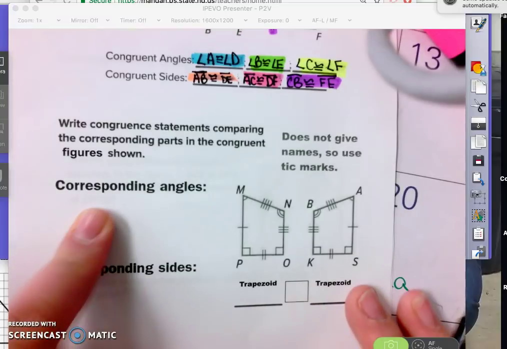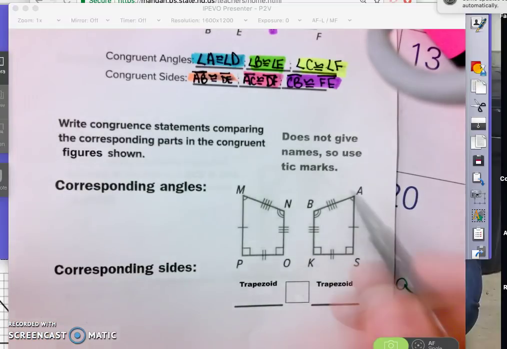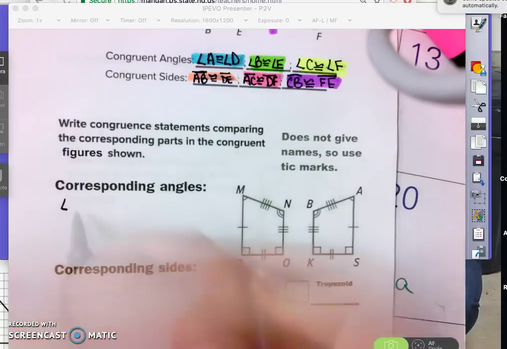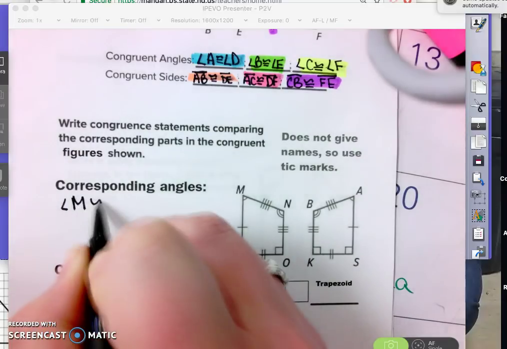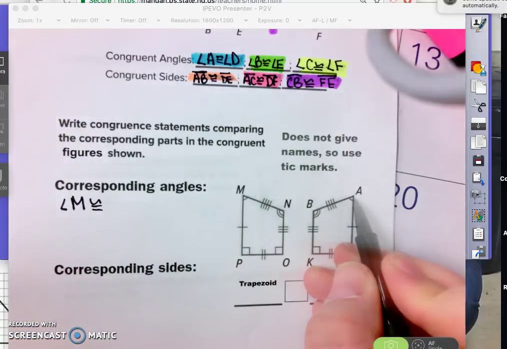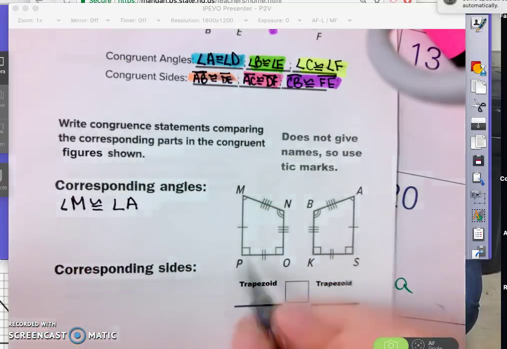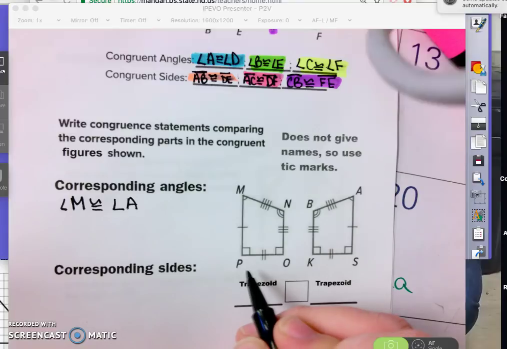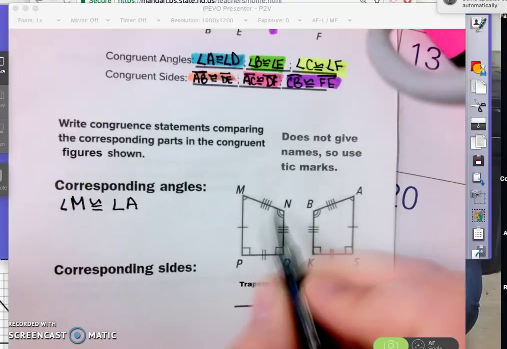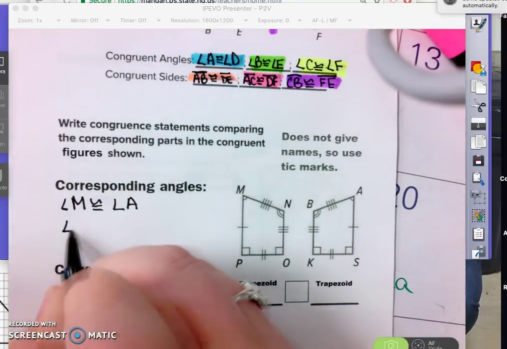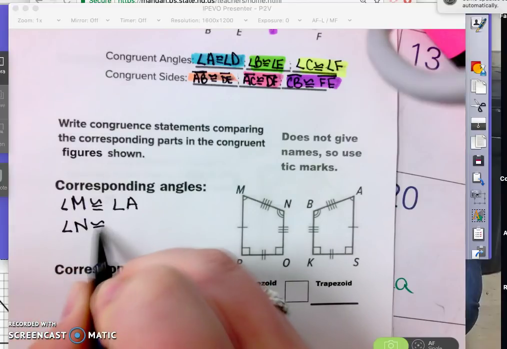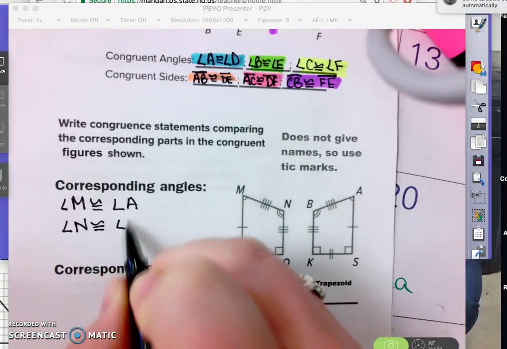So corresponding angles, you can just go ahead and start. Angle M is congruent to whichever other one has the 1, so angle A. Let's go to the right angle here. Well, this one's a little more tricky, so let's actually go to the N first. So angle N is congruent to angle B.